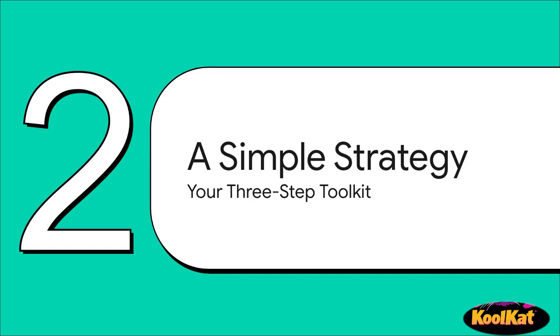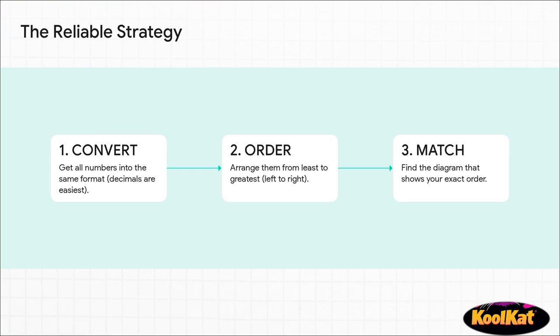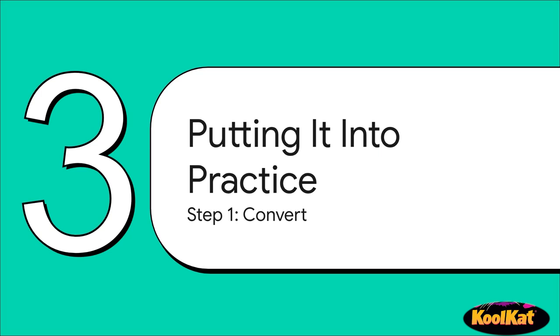All right, so how do we take that idea and turn it into a strategy that works every single time? Well, I'm going to give you a simple 3-step toolkit. Here it is, your 3-step plan. Step 1 is convert. We've got to get all those numbers to speak the same language. Step 2, we order them. We just line them up, smallest to biggest. And finally, step 3, we match our perfect list to the answer choices. Convert, order, match, that is the entire game plan. Let's put this into action.